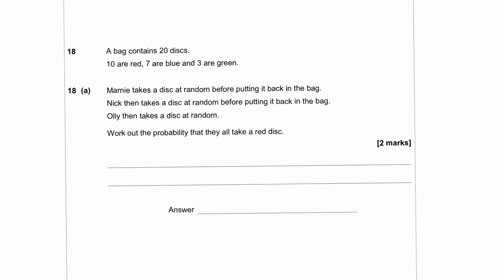So if it's a case of them all taking out a red, then we know that there are 10 reds out of 20 discs. So 10 out of 20, you can simplify that, that's a half. So the chance of taking out a red is a half, and for the probability of all of them taking out a red, that would be a half times a half times a half. You can put that into your calculator or work it out. So times all the numerators, that's 1. All the denominators, that's 8. So the probability of them taking out all 3 reds is 1 out of 8.